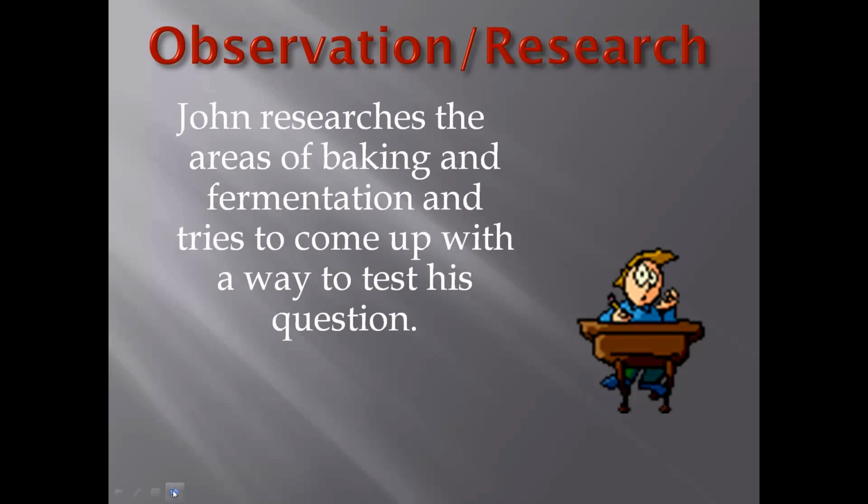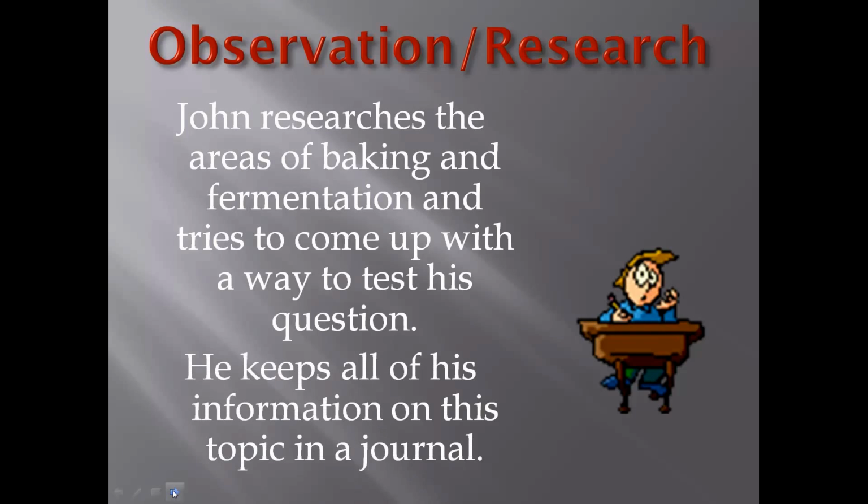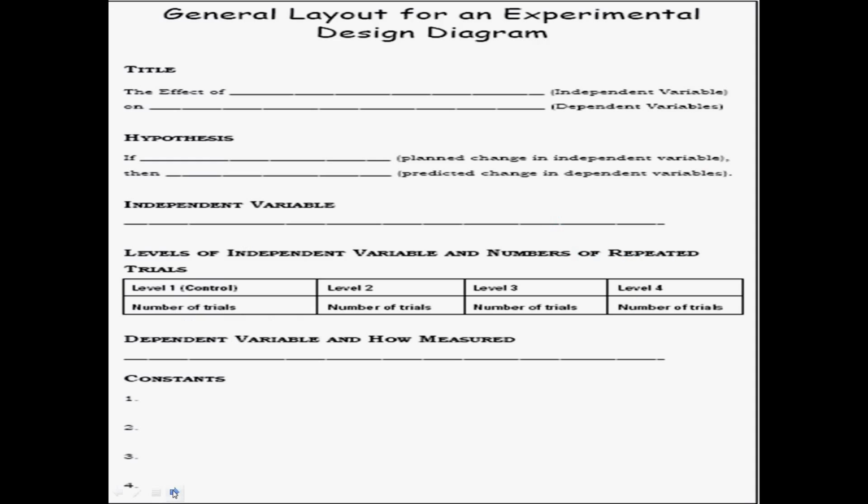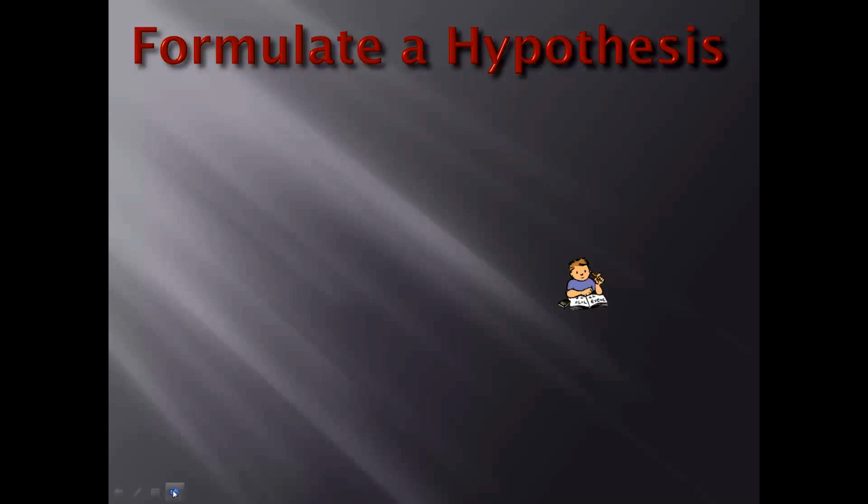The observation research here. John researches the areas of baking and fermentation and tries to come up with a way to test his question. And again, he keeps all his information on this topic in a journal. And again, detailed note keeping is important on this. Nothing should go by. Write everything down. John talks with his teacher and she gives him an experimental design diagram. And on the next slide here, this is one possible way to put up an experimental design diagram.